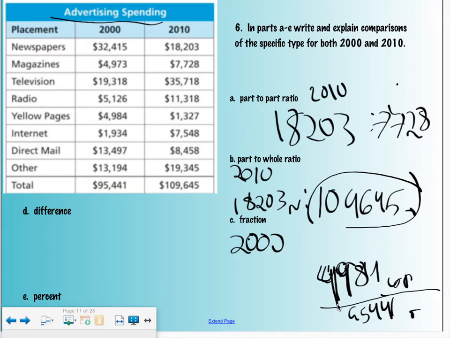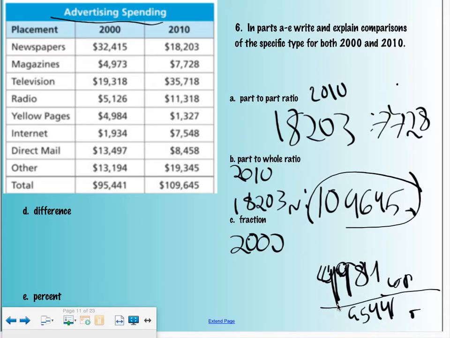Okay, I've made that worse. So 4,984 over 95,441. So we need a statement about that. Yeah, go ahead. In 2004, $4,984 was spent on newspaper over on yellow page to minus 95,441. Yeah, so Ethan, this is our fraction.